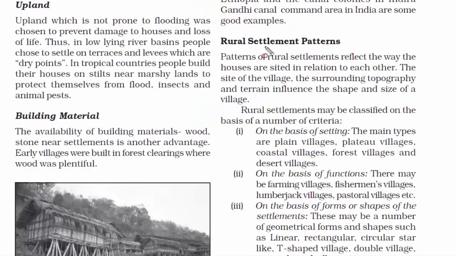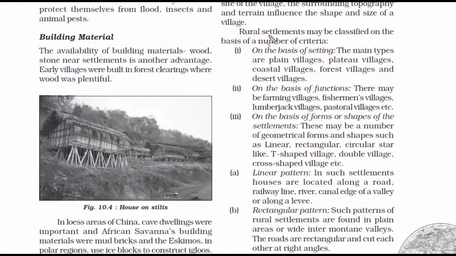Now we are going to read about rural settlement patterns. Whenever you hear the word settlements, immediately recollect that it is talking about the way humans are settled, how their houses are constructed at a given location. There are some criteria based on which rural settlements are categorized. Similarly, there are criteria for urban settlements too, but right now we'll read about rural settlement.